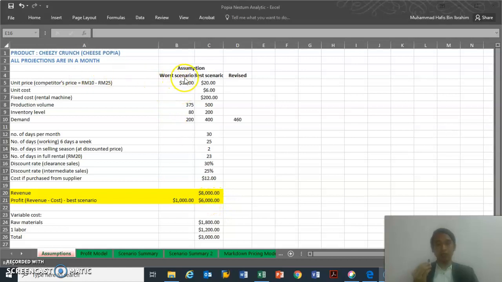While for the worst scenario, my unit price is 15 ringgit. My production volume is 375 units. My inventory level is 80 units. My demand for the product is 200 units. And my profit is 1,000 ringgit.